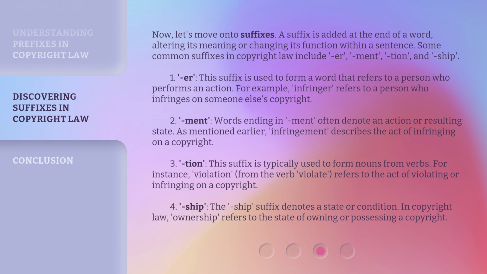3. Tion. This suffix is typically used to form nouns from verbs. For instance, violation, from the verb violate, refers to the act of violating or infringing on a copyright. 4. Ship. The ship suffix denotes a state or condition. In copyright law, ownership refers to the state of owning or possessing a copyright.